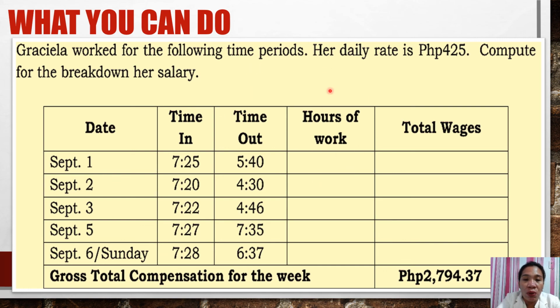Then you are going to compute the number of work hours. How many hours did Graciela work in September 1 from 7:25 a.m. to 5:40 p.m.? So you're going to compute. Then you are going to write or solve the total wages for that particular date. Then try to look into if your answers jibe with this total compensation for the week, or gross total compensation for the week of Graciela. Okay, so that's it.